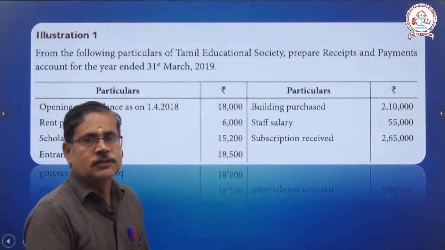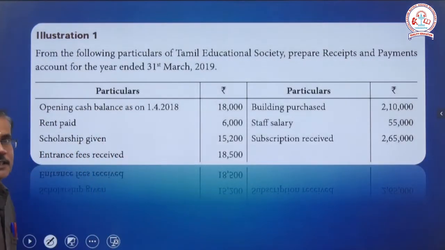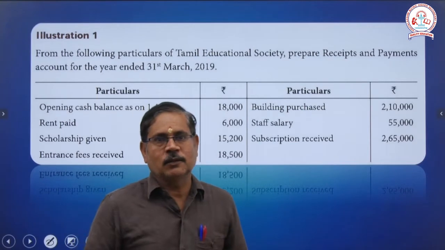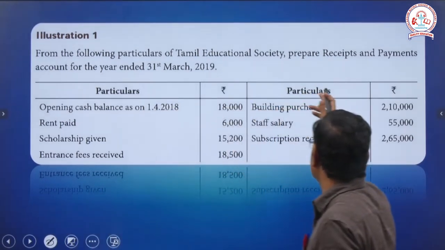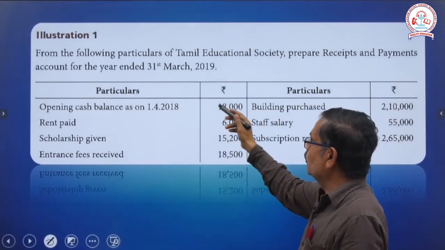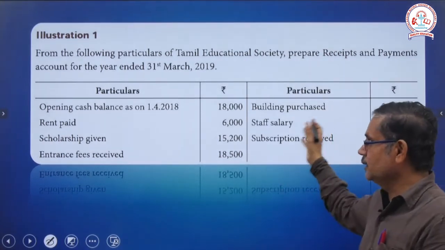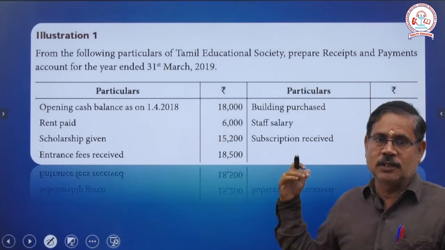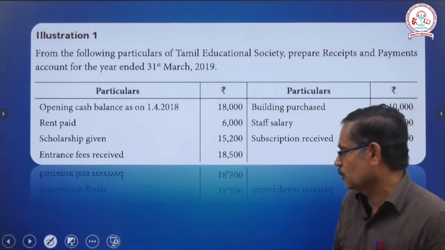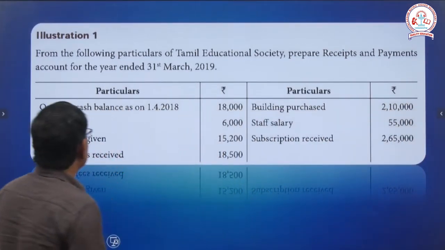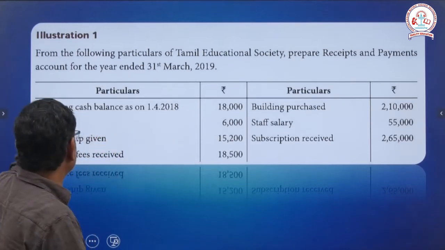Now you will see illustration 1: from the following particulars of Tamil Educational Society, prepare the receipt and payment account for the year ended 31st March 2018. Based on this illustration, I will show how to prepare the sum. Now we will see the transactions given here.